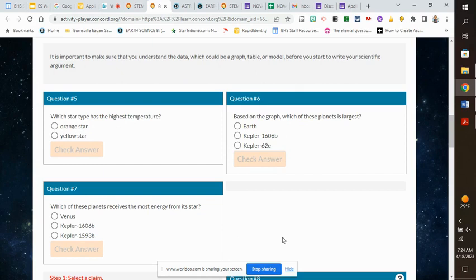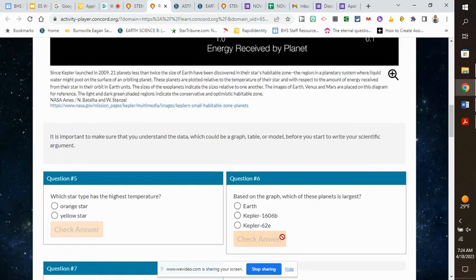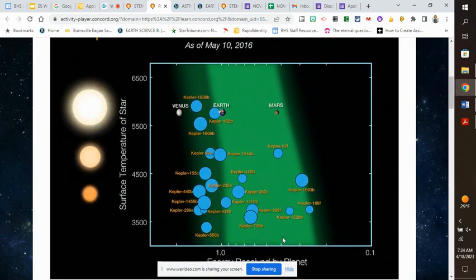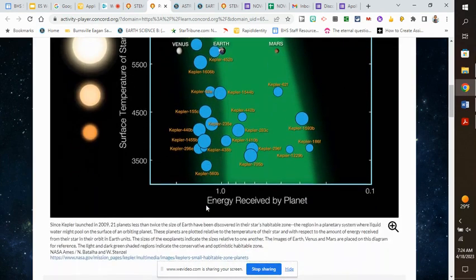It says it is important to make sure that you understand the data, which could be a graph, table, or model, before you start to write your scientific argument. So the first question is, what star type has the highest temperature, orange or yellow? Okay, you can see that on the side. It's comparing star colors and the temperature increases as you go up. And so if you can see those colors, hopefully you can answer that just fine.